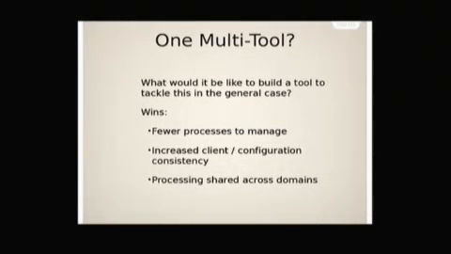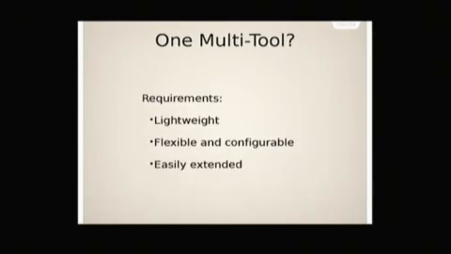We might end up with a little bit more homogeneity in the way that everything works. We might be able to share some of our work across multiple problem domains a little bit better. We might have less clients, less configuration. It would have to be lightweight. I'm looking at you, JVM. It would have to be flexible and configurable, easily extendable. And yeah, it would have to do the job pretty well.